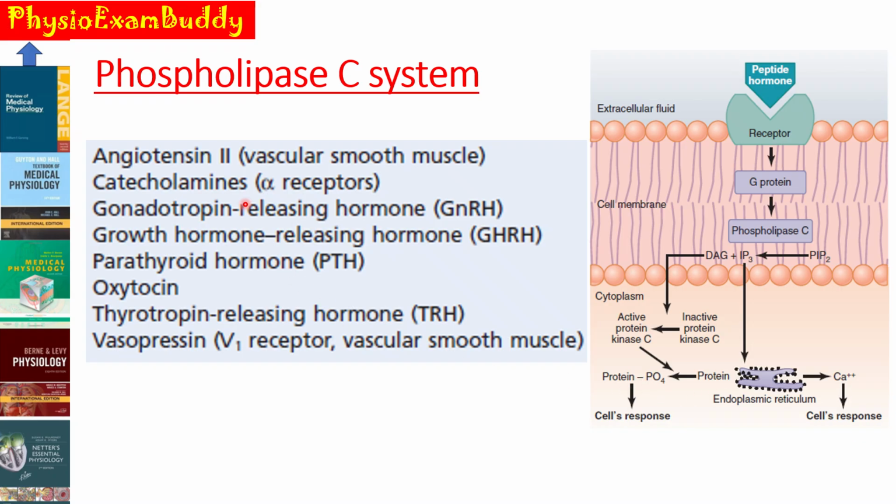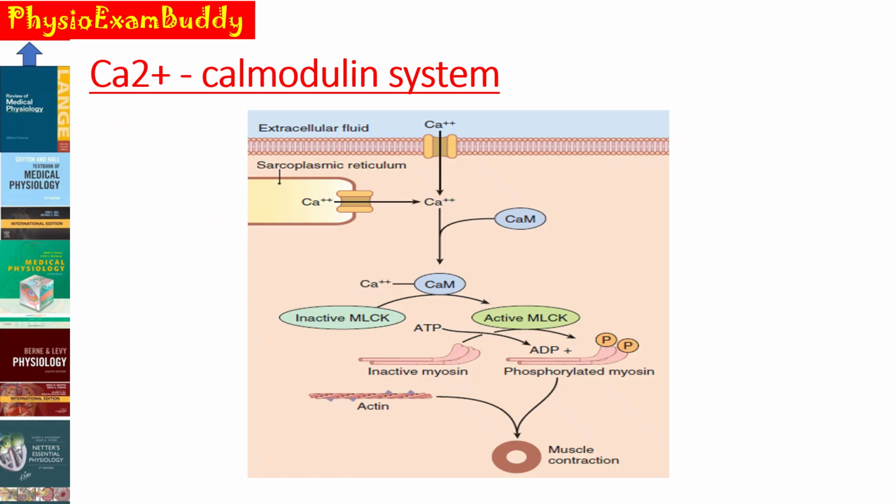And the hormones which act via these second messengers are angiotensin 2, catecholamines, GnRH, gonadotropin releasing hormone, growth hormone releasing hormone, parathyroid hormone, oxytocin, thyrotropin releasing hormone, as well as vasopressin, which acts via the V1 receptor. And the last second messenger is the calcium calmodulin system.